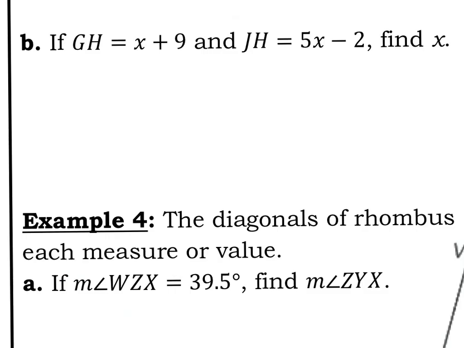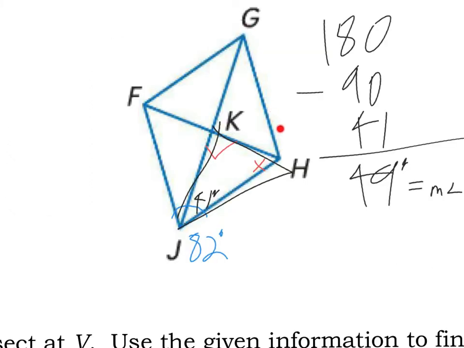In this example, same picture, GH equals x plus 9 and JH equals 5x minus 2. Well, by definition of a rhombus, all four sides are congruent. So just take those two expressions and set them equal to each other to solve for x.